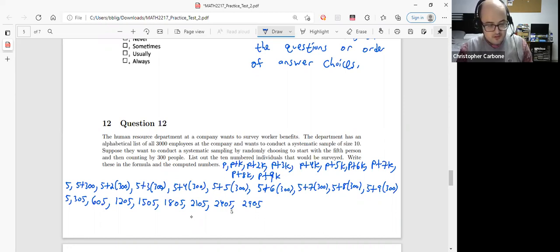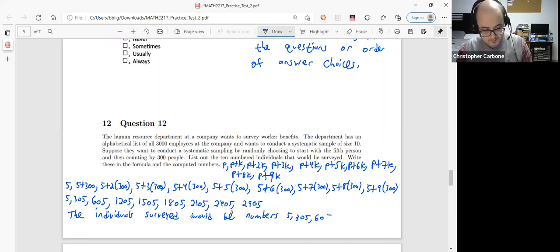So the individuals surveyed would be the numbered individuals, so numbers 5, 305, 605, 1205, 1505, 1805, 2105, 2405, and finally 2905.